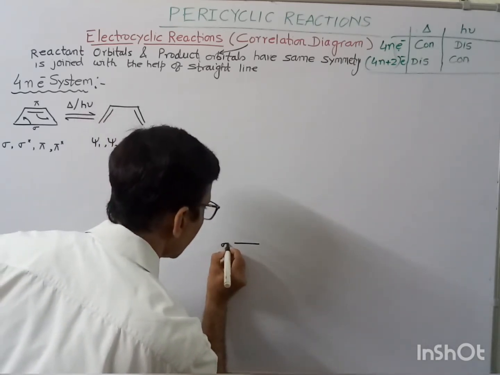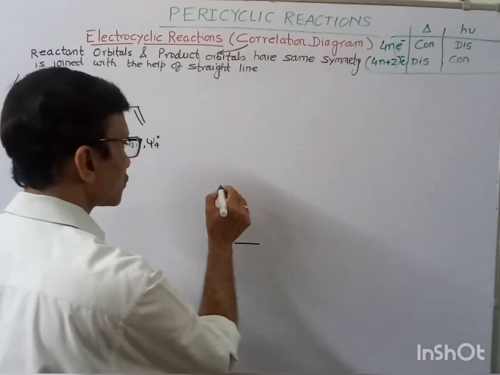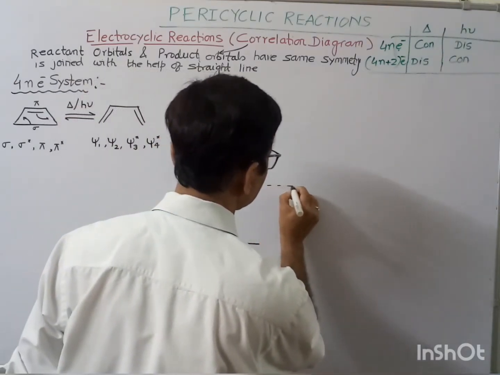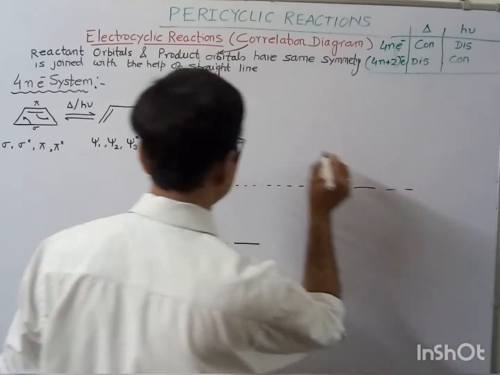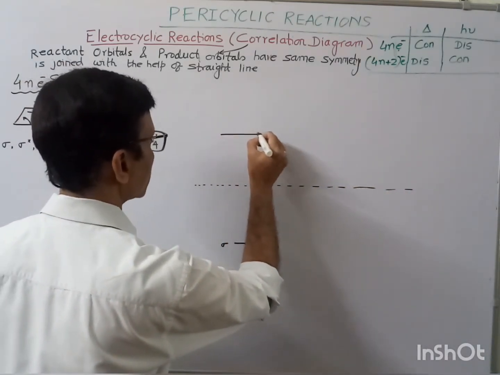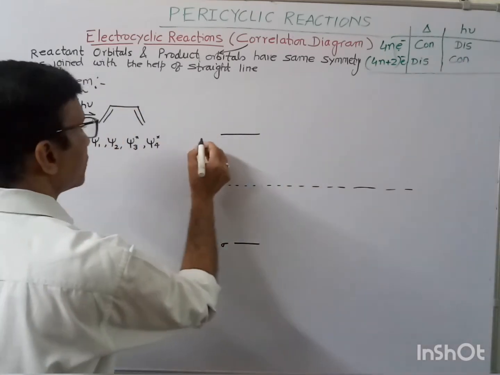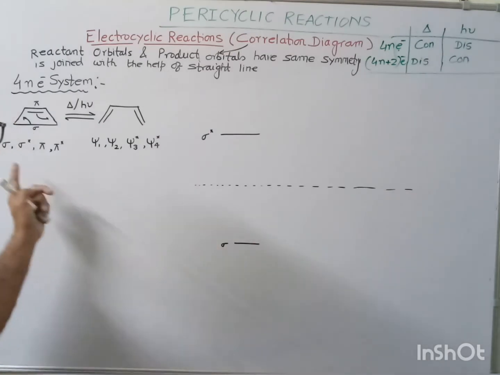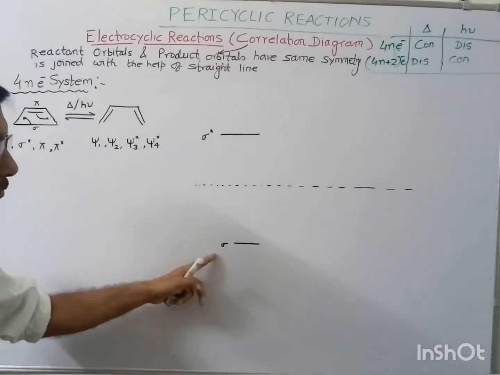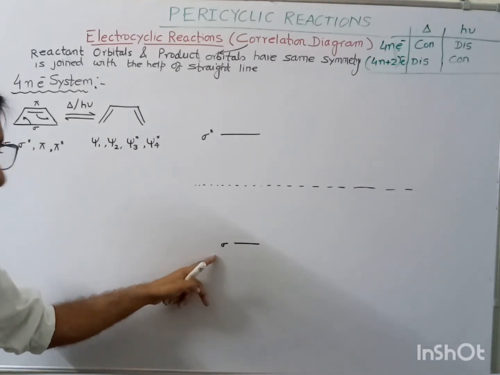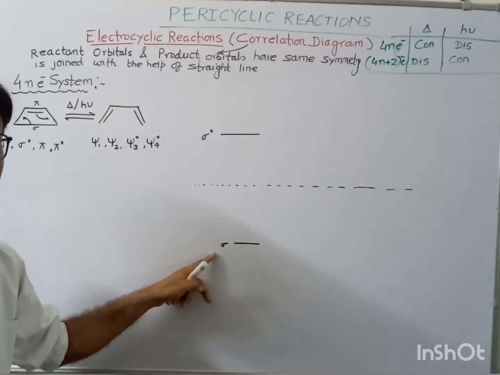First of all, suppose this is the sigma molecular orbital, and suppose I draw a line in the middle, and suppose this is the product molecular orbital, and this is the sigma star molecular orbital. Sigma is the strongest bond in comparison to pi. Strongest bond means most stable.